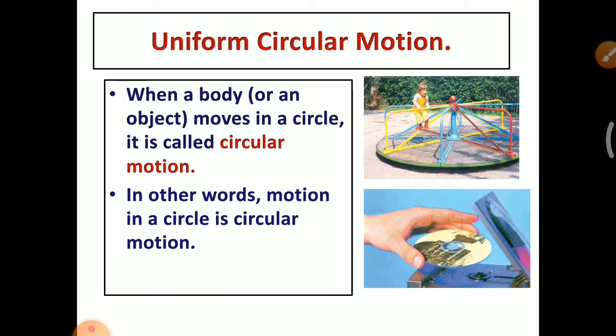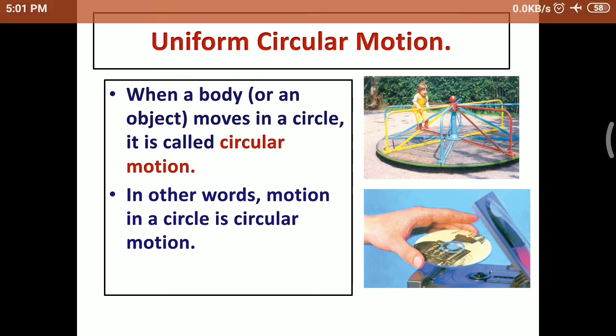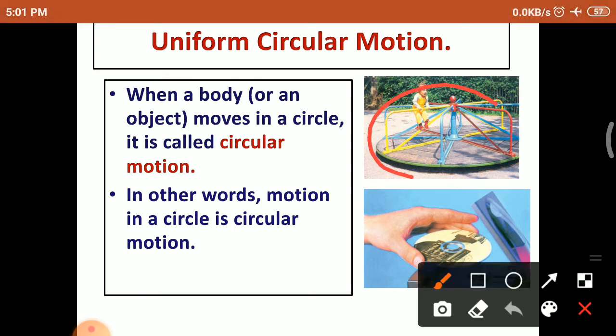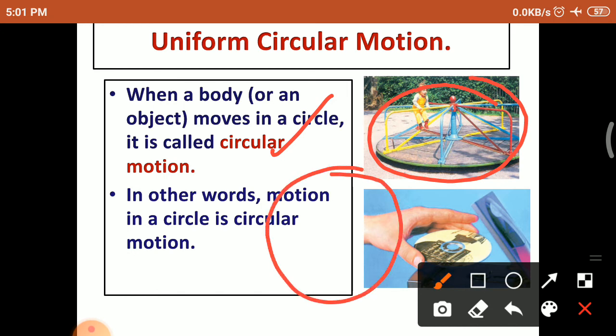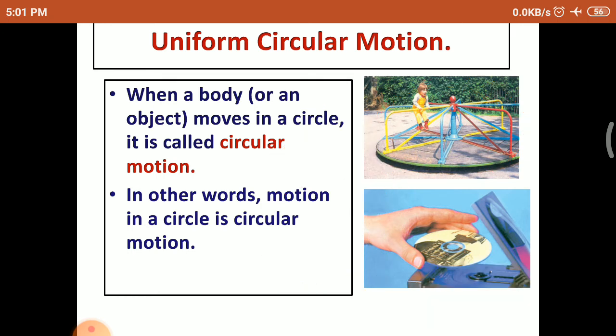The next topic is uniform circular motion. What is meant by uniform circular motion? When a body moves in a circle, it is called circular motion. In other words, motion in a circle is circular motion. Maybe if you are moving in a circle, that motion is also called circular motion.